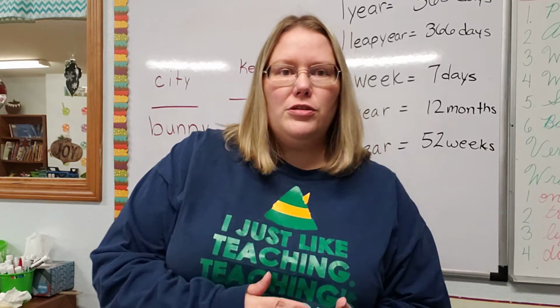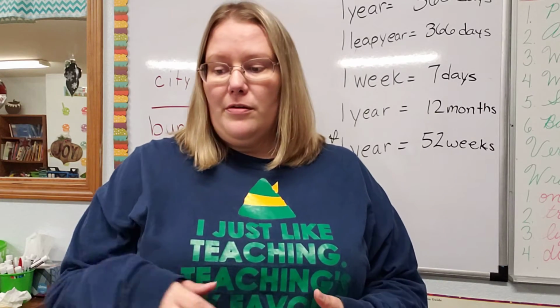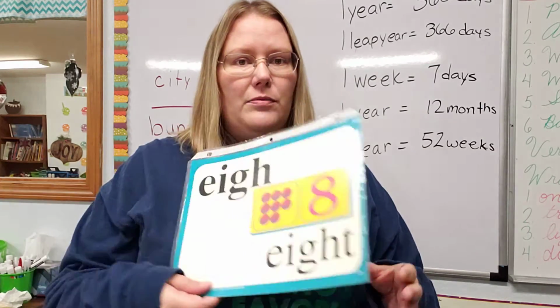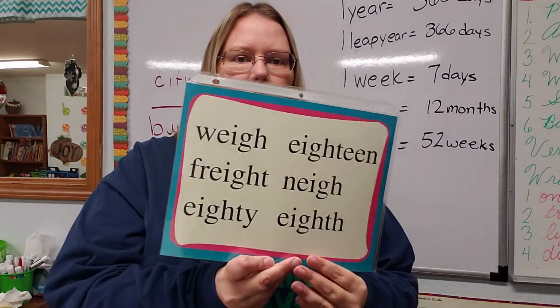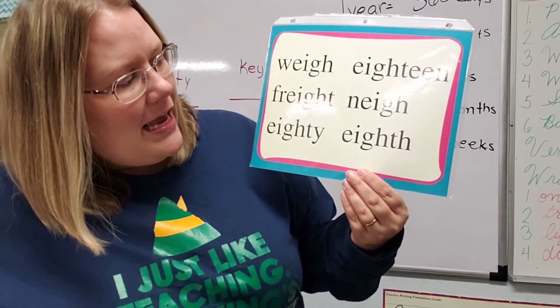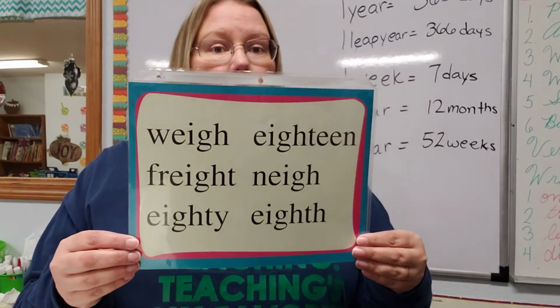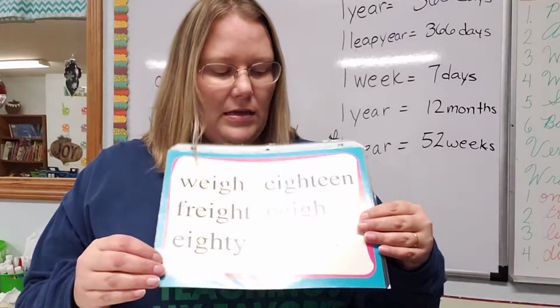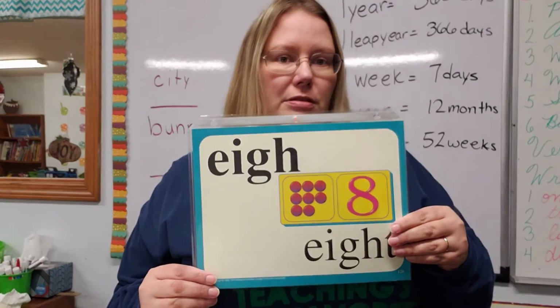We have almost finished chart 13. If you need to review the charts, I have the video with all those on there. So today we're just going to look at one, and it's A and 8. Okay, read these with me. We have weigh, freight, 80, 18, neigh, 8th. Neigh is the sound that the horse makes. Okay, these have our E-I-G-H, so it's A and 8 is our sign.